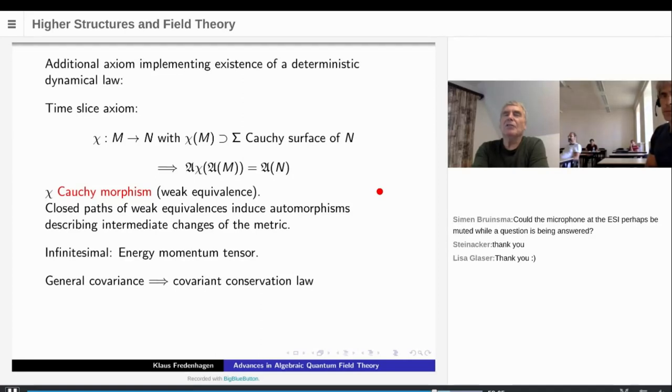If you don't have global hyperbolicity, then you get new phenomena. Some of them are understood. For instance, when you have time-like boundaries, you can impose certain boundary conditions. But there are also cases, for instance when you have closed time-like curves, where the whole framework collapses, because nothing is then causally independent from each other. So it's not clear how to do reasonable quantum physics in such a situation.